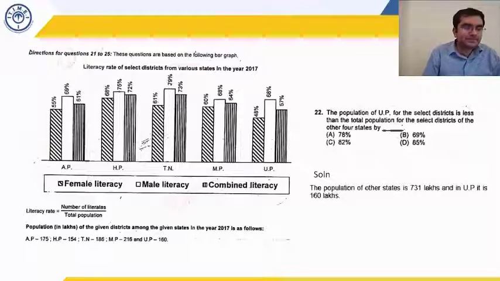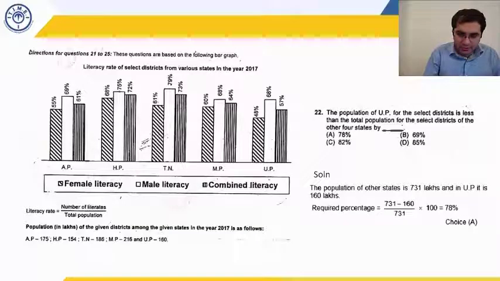Population of other states is, please write this in your copy, 731 equal to 216 plus 186 plus 154 plus 175. And the question is asking UP is how much less than remaining. That means 160 is how much less than 731. So 731 minus 160 divided by 731, and into 100 gives you the percentage value as 78%.